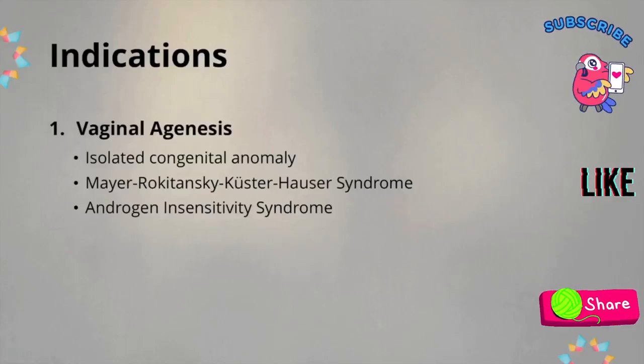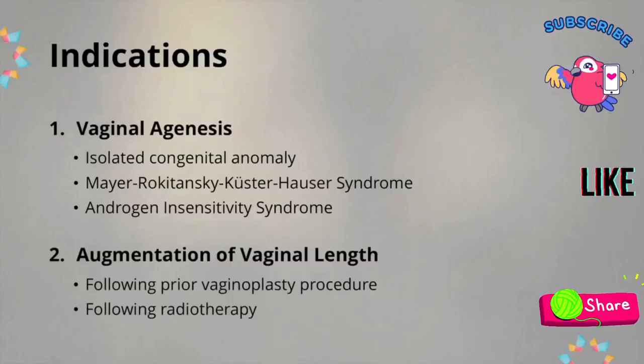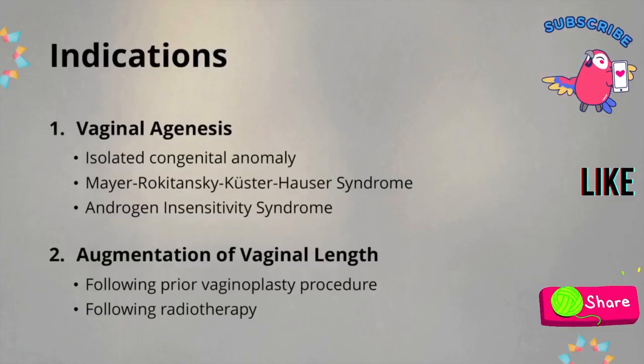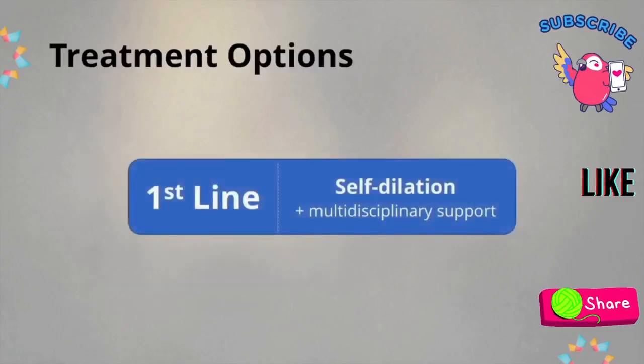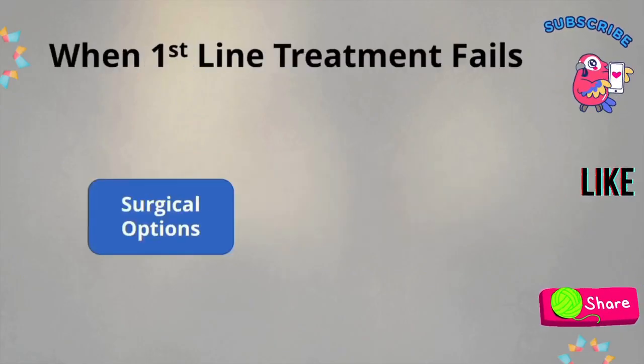The indication for the Davydov procedure is vaginal agenesis. It may also be indicated for augmentation of vaginal length after prior vaginoplasty or radiotherapy. First-line treatment for vaginal agenesis is self-dilation with multidisciplinary support, including pelvic physiotherapy and psychologic care. When first-line treatment fails, surgery is often indicated.